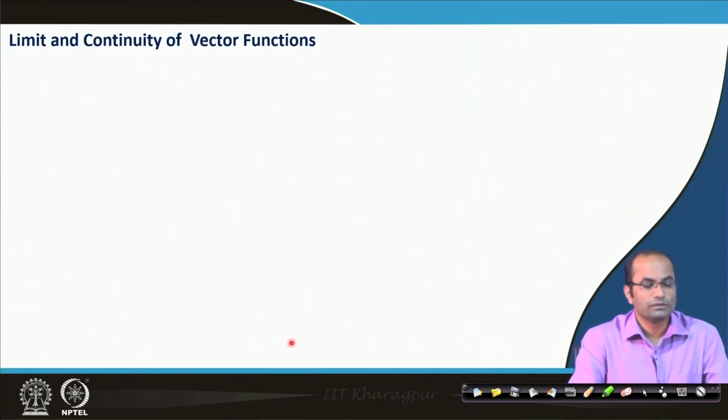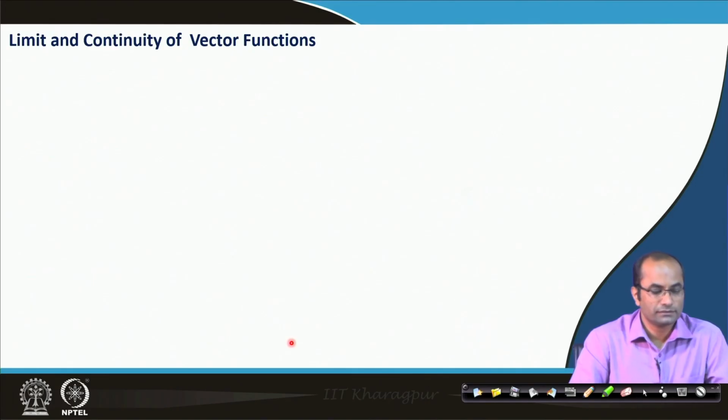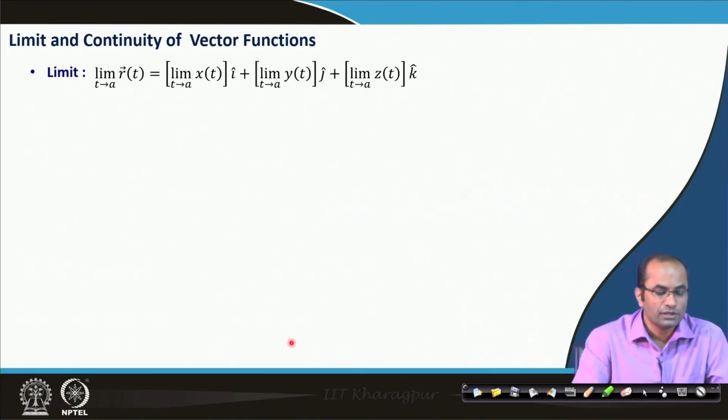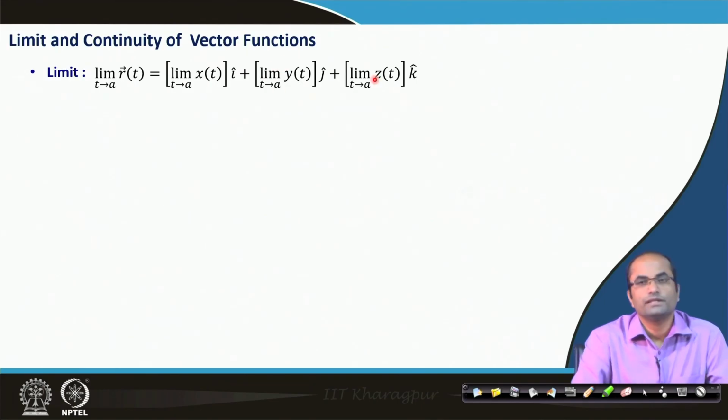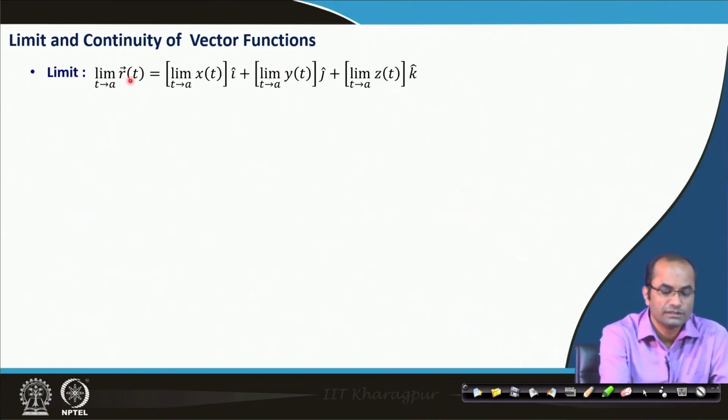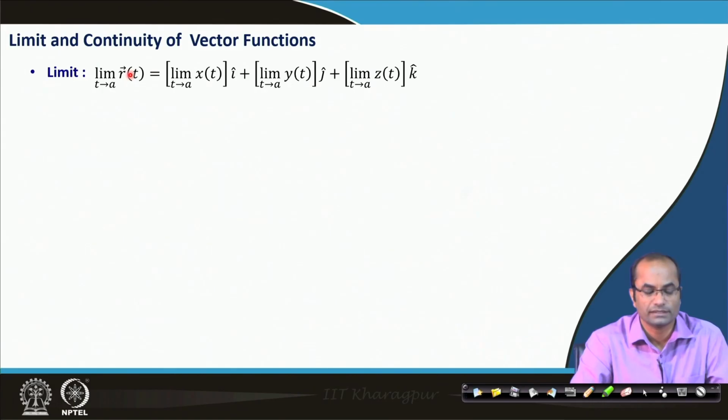Well, coming to continuity and differentiability later, first the limit and continuity of such functions. We can compute the limit of such functions by computing the limit of each of its components. So, for instance, here r(t) was (x(t), y(t), z(t)).